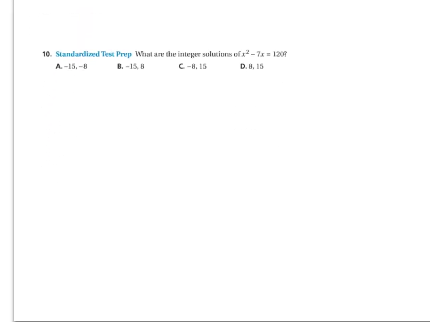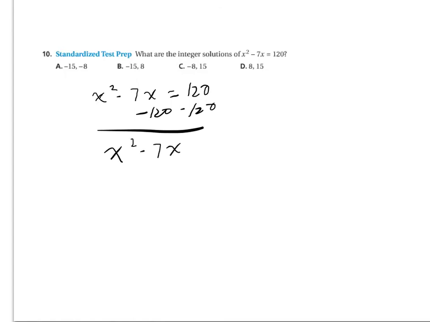Problem number 10. What are the integer solutions of x squared minus 7x equals 120? Okay, first of all, you have to have 0 on the right side, but in this case, we have 120. We want to have 0 because we want to use the zero product property. So subtract 120 from both sides. Then you have x squared minus 7x minus 120 equals 0. Now what you want to do is look for the numbers that add up to negative 7 and multiply to negative 120.